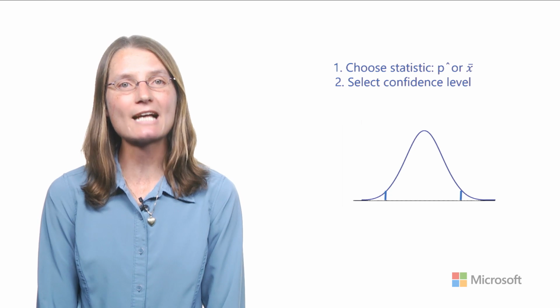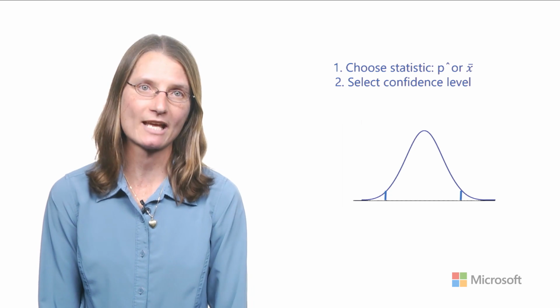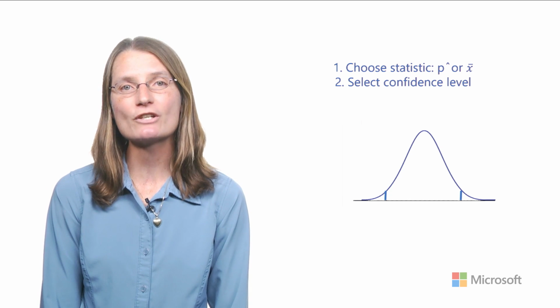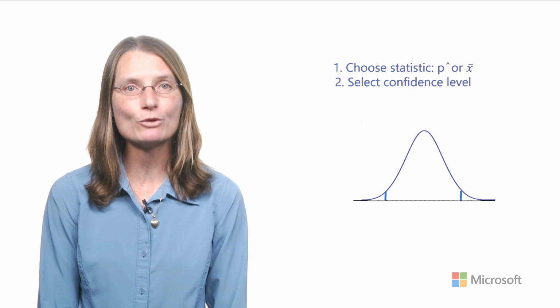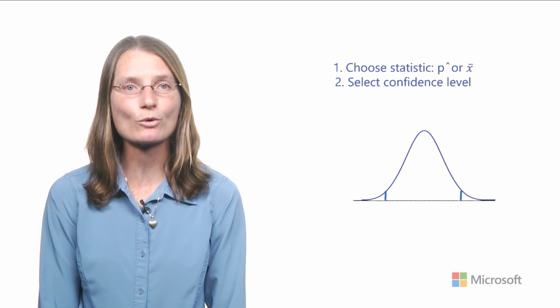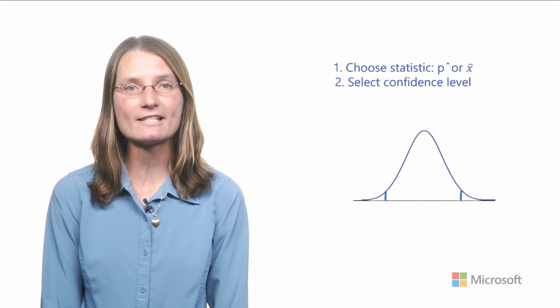Second, you will select a confidence level, 90%, 95%, or 99%. You calculate the margin of error next. The margin of error is the product of the critical value, which is associated with the z-score for our desired level of confidence, and the standard error of the statistic.